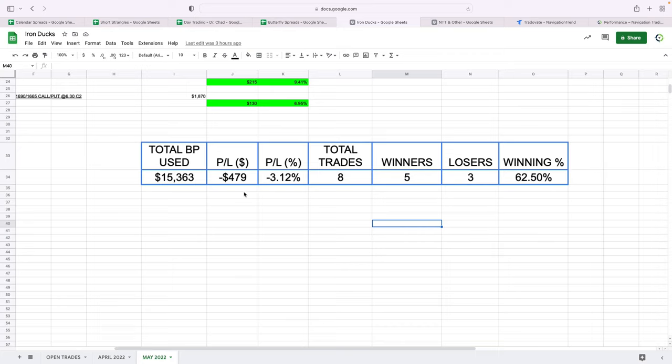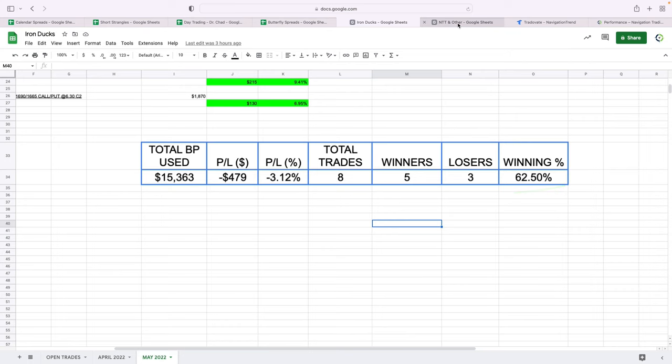And same thing for iron ducks. Iron ducks had a little over a 3% loss on all of our iron duck strategies, minus 479 from a dollar standpoint. But we saw the market just kind of do this all month. So if you can maintain just a small loss or break even during a period like that, you're going to see some really good gains here in the near future. 62.5% win rate on those trades for this month.